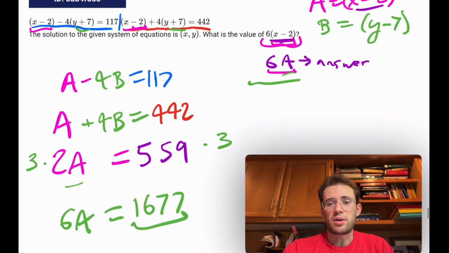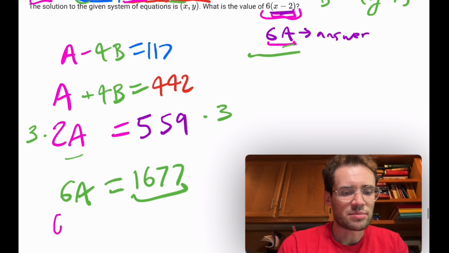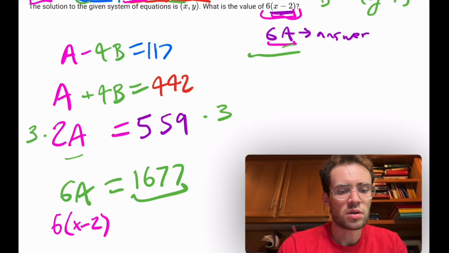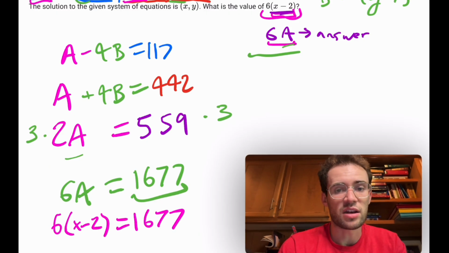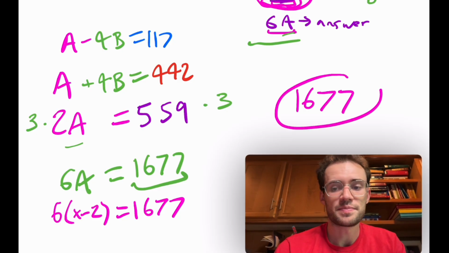And just to verify, again, we can plug in what a is. A is x minus 2. So this is 6 times a, so 6 times x minus 2, again, is equal to 1677. That's what we want for our answer. So our answer will be 1677.